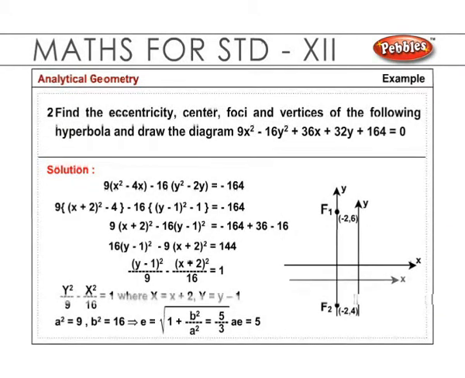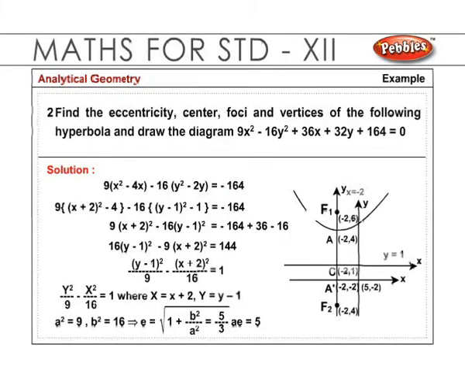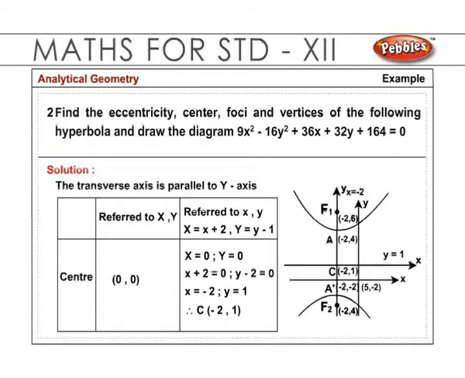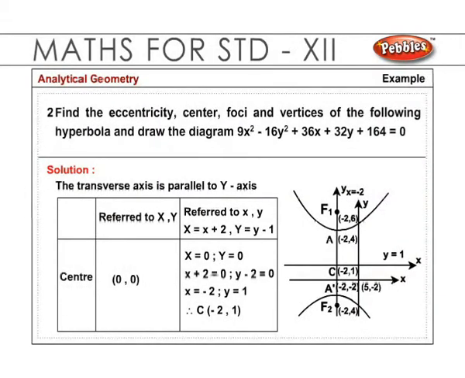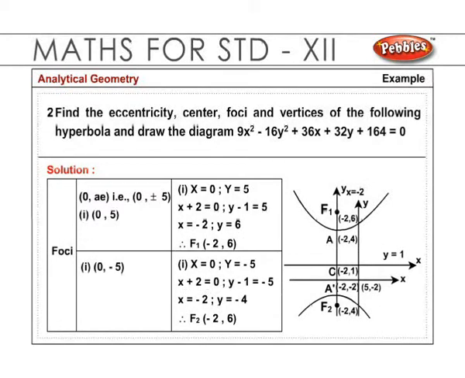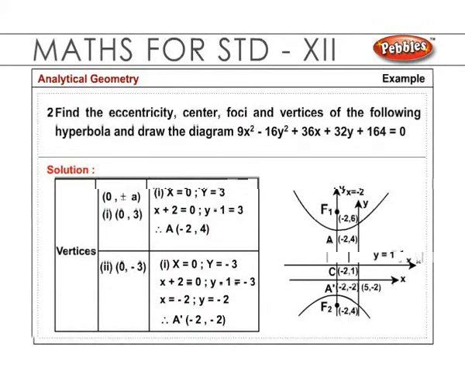From the given data, the transverse axis is along the y-axis. By shifting the origin, we get y squared by 9 minus x squared by 16 is equal to 1. Here, the transverse axis is parallel to the y-axis. Referring to x, y and simplifying, we get e is equal to 5 by 3, center C of minus 2, 1, focus F1 of minus 2, 6, vertex A of minus 2, 4, A dash of minus 2, minus 2.